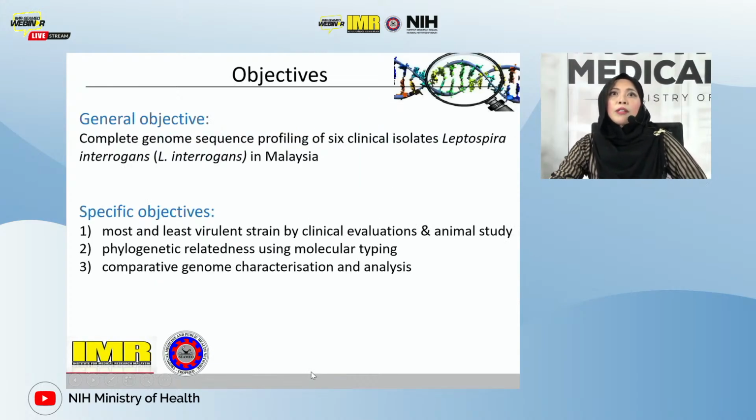The general objective is to determine the complete genome sequence profiling of 6 clinical isolates of Leptospira interrogans in Malaysia. The specific objectives include: first, to determine the most and least virulent strain by clinical evaluations and animal study. Second, to determine the phylogenetic relatedness using molecular typing, i.e. WGS typing. And thirdly, to carry out comparative genomic characterization and analysis.